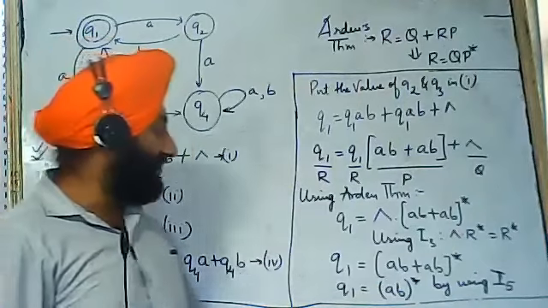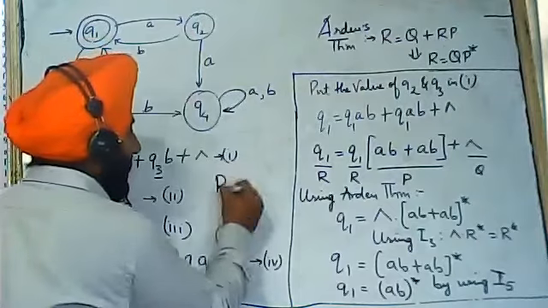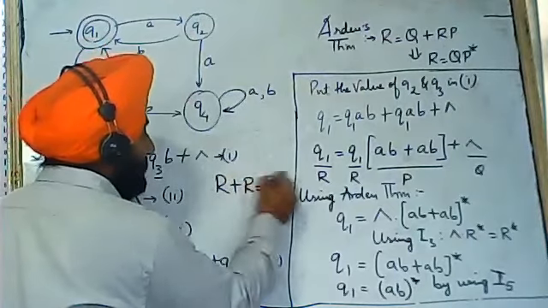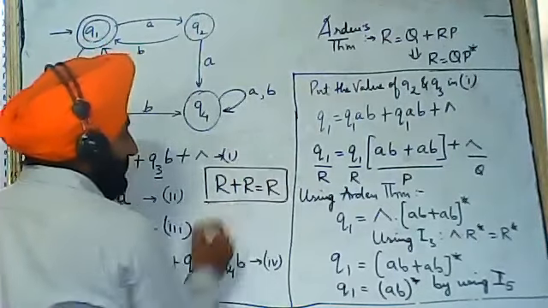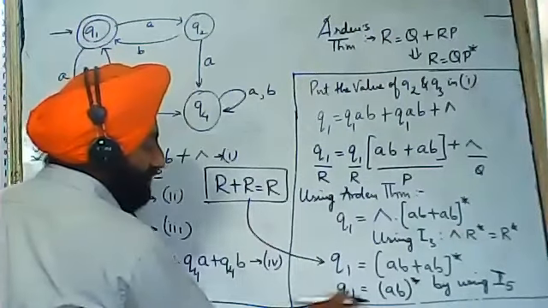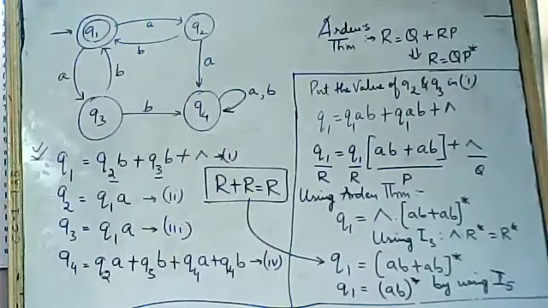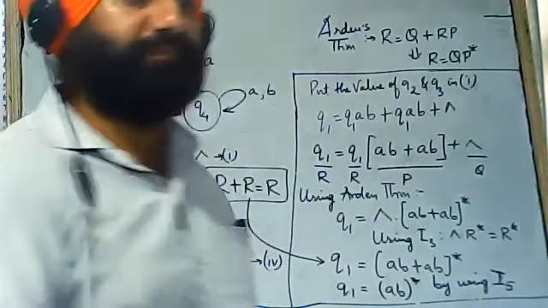So again, you can also apply identity number I5. I5 is R plus R is equal to R. So after applying this I5 upon this, you will get Q1 is equal to (AB) star. So this is your final answer, right?